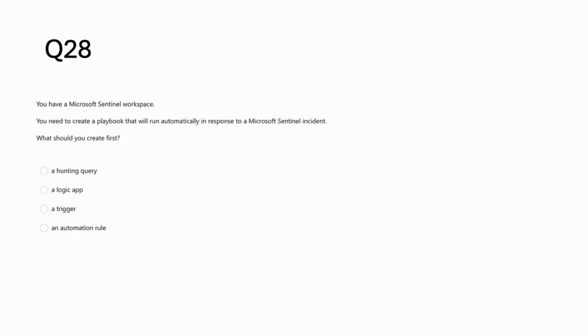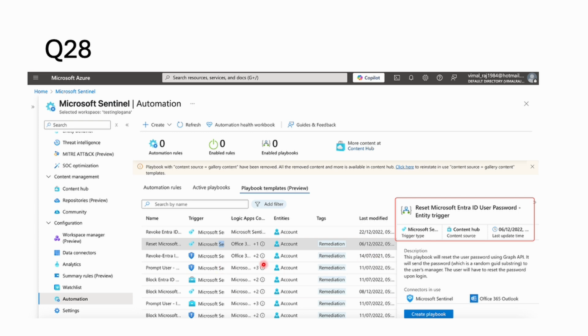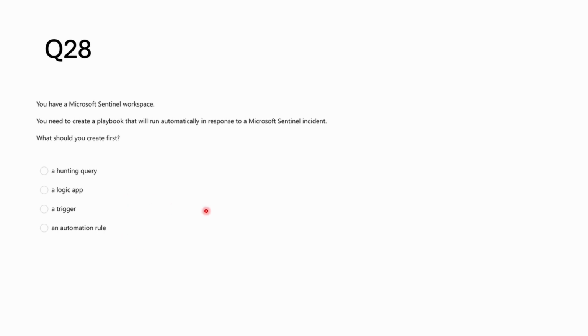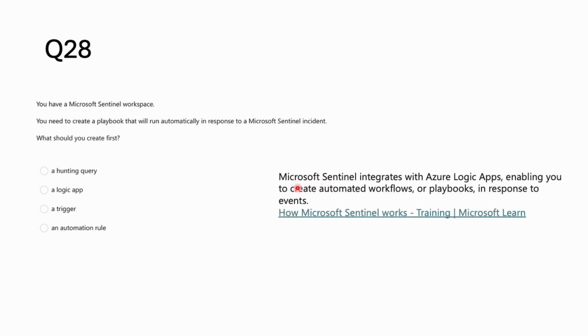Now, the next question: you have a Microsoft Sentinel workspace. You need to create a playbook that will run automatically in response to a Microsoft Sentinel incident. What should you create first? It's very simple, we talked about it many times. As you can see in this diagram, the moment you create a runbook, the thing you need to create is what? A playbook, and a playbook is what? A logic app. So you must have a logic app that you associate with it. Even the reference says Microsoft Sentinel integrates with Logic Apps. So the first thing we need to create is the logic app.